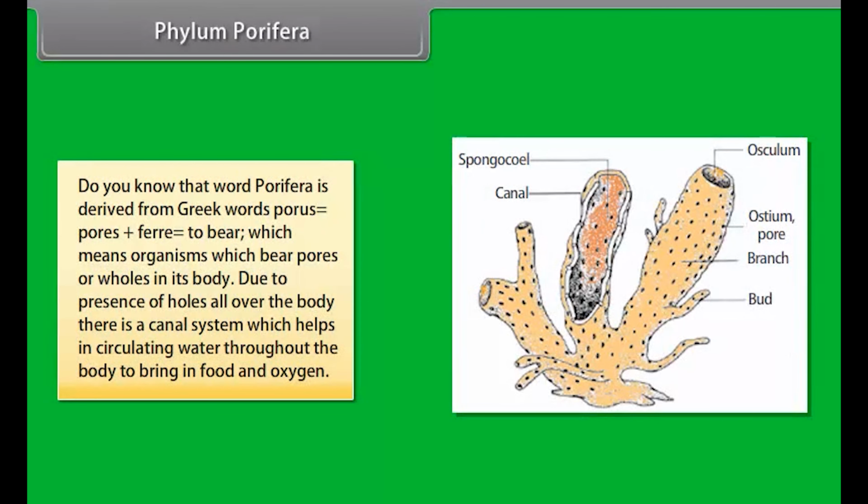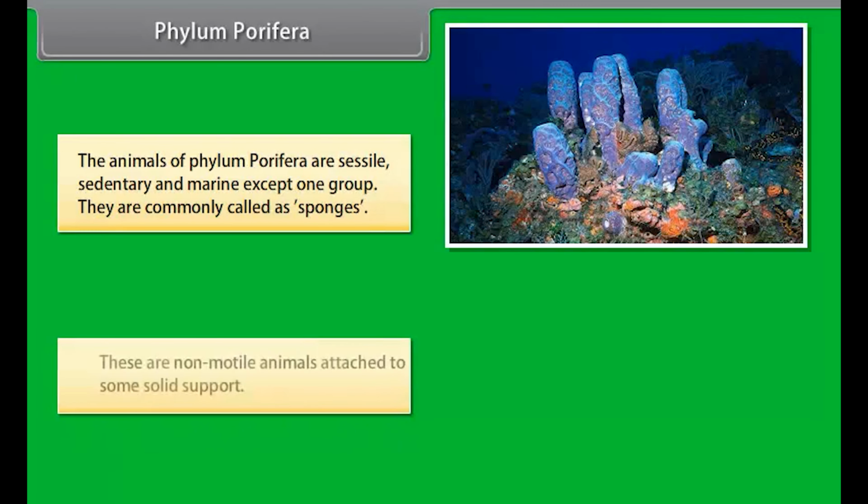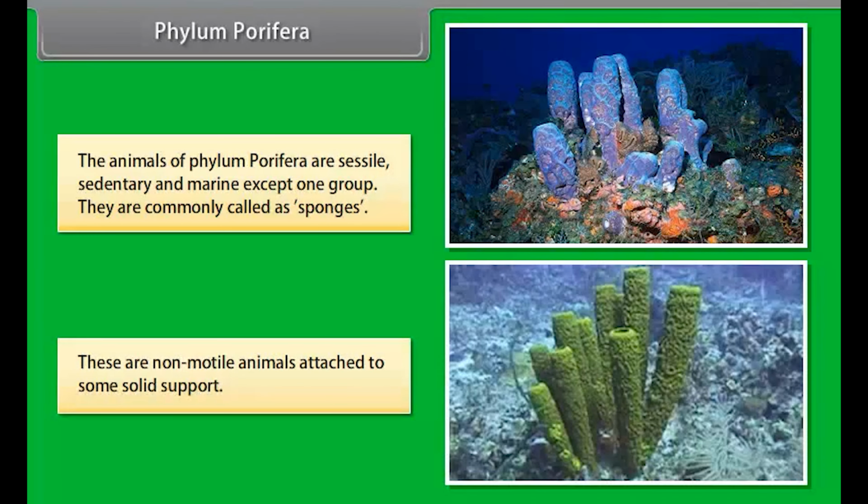Phylum Porifera. Do you know that the word Porifera is derived from Greek words porous, which is pores, plus fere, to bear, which means organisms which bear pores or holes in its body. Due to presence of holes all over the body, there is a canal system which helps in circulating water throughout the body to bring in food and oxygen. The animals of phylum Porifera are sessile, sedentary, and marine except one group. They are commonly called sponges. These are non-motile animals attached to some solid support.